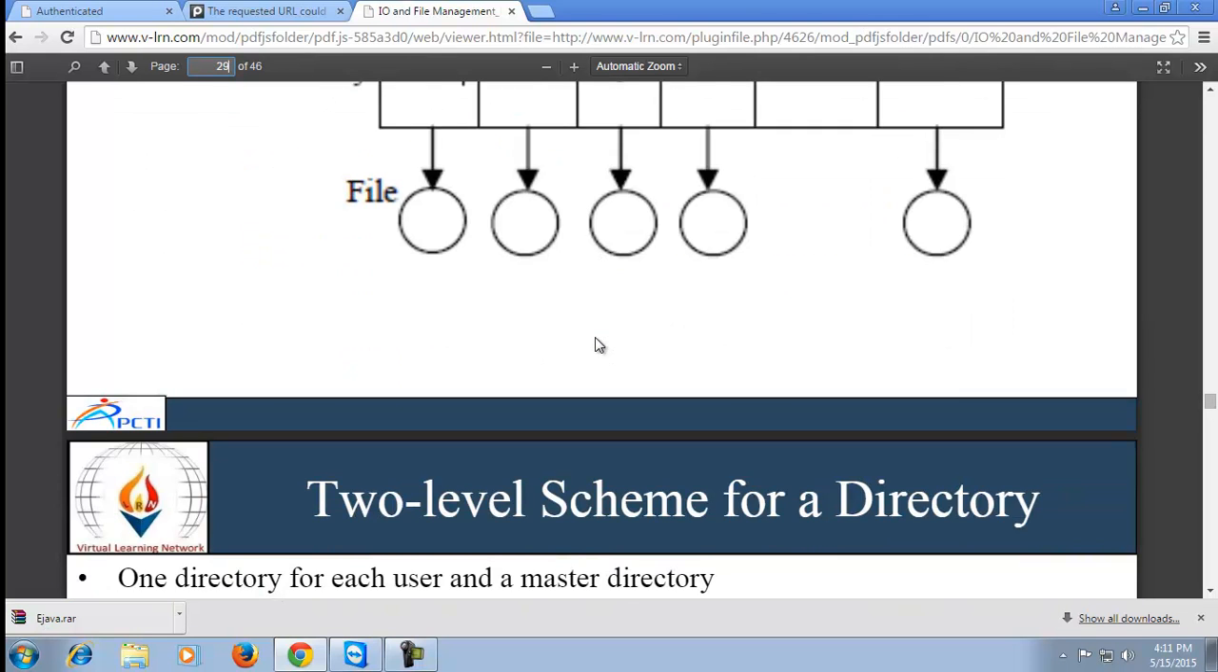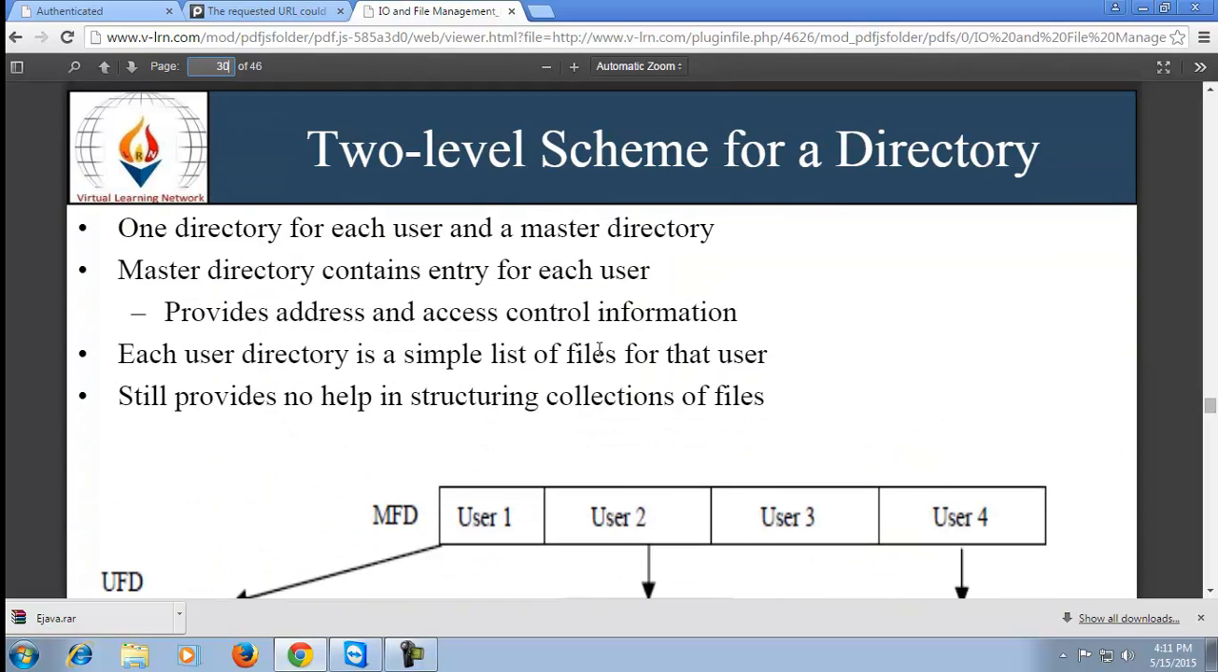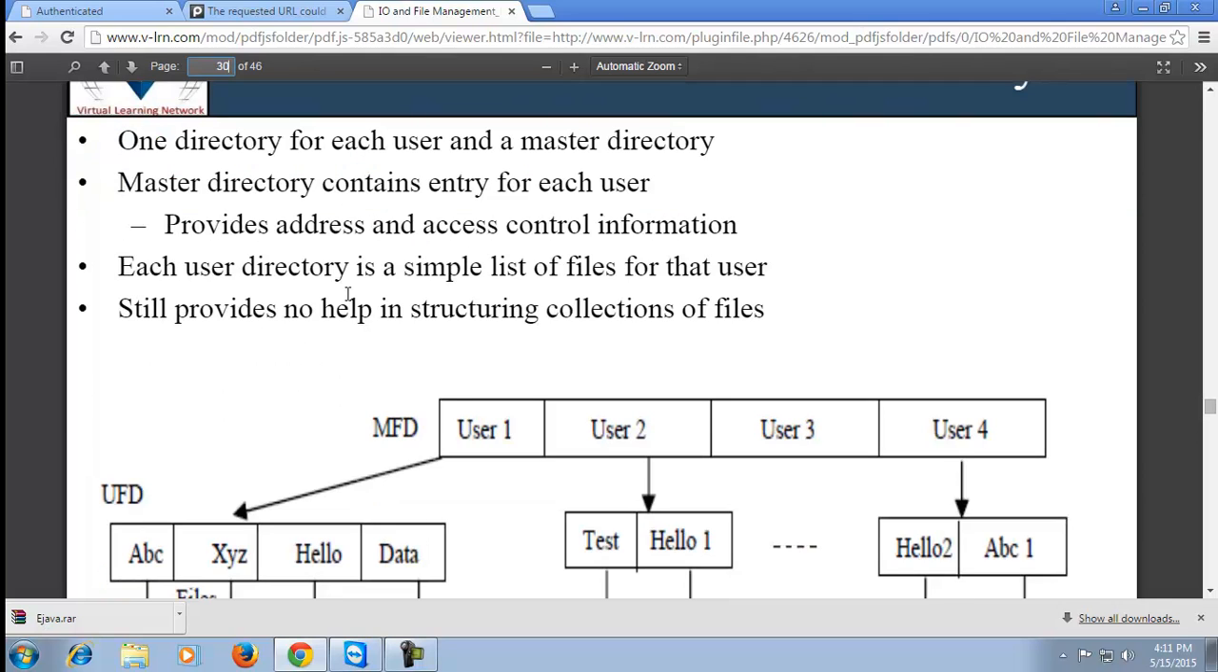Now into the next, the two level scheme for a directory. There is one directory for each user, and a master directory for that particular user. We need to store that particular content inside that directory. The master directory contains an entry for each user, which provides address and access control information to the user.